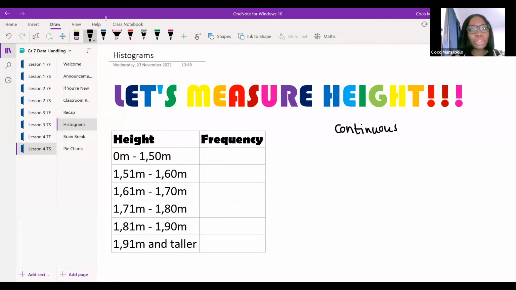Excellent, good. We're measuring something that's going to give us decimals. So we're going to have like 1 comma something, something, something. And that's what makes it continuous. Excellent, Upilo. That's exactly what I wanted to hear.